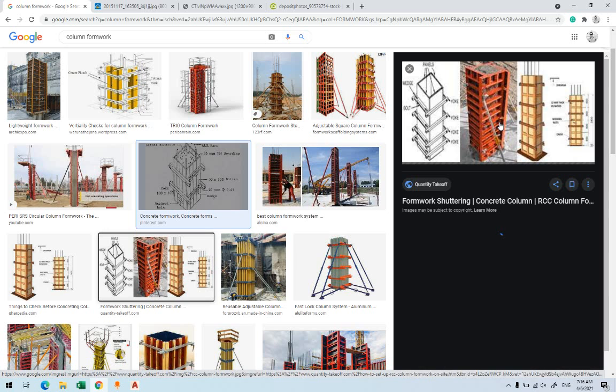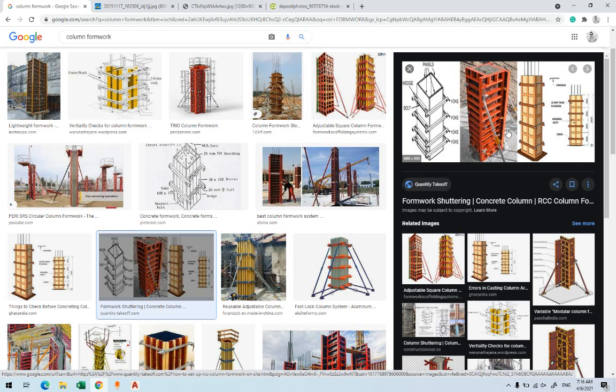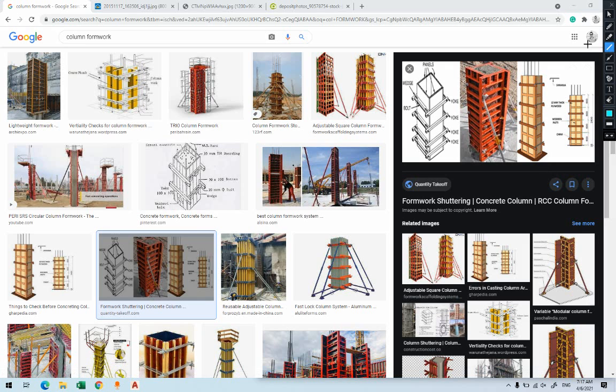So this is what the column formwork looks like. Four sides of the column. So it means that I can calculate the perimeter of the column and then multiply it by the height of the column to get the area of this side. So basically we're calculating the area of the formwork around a column.